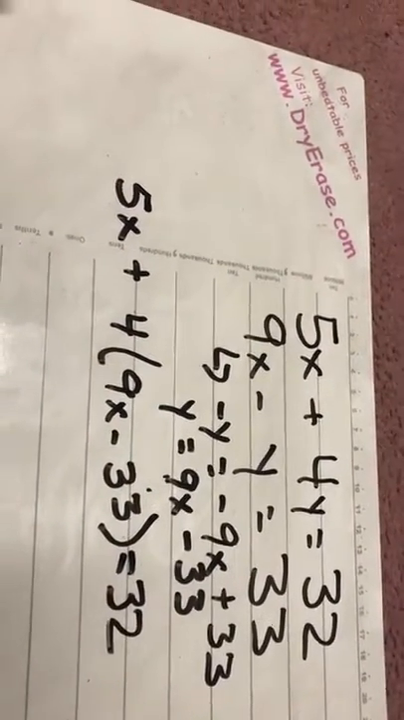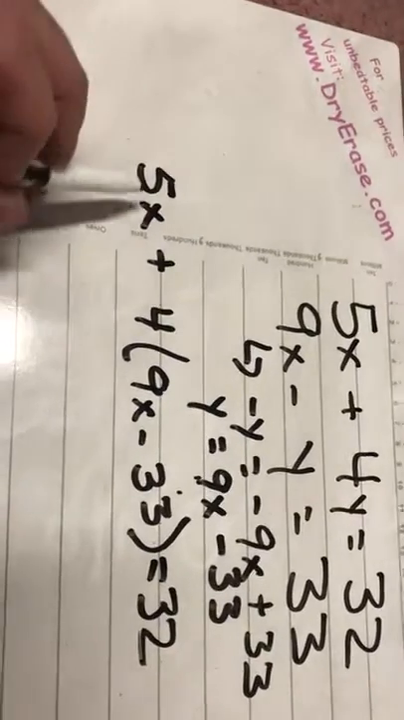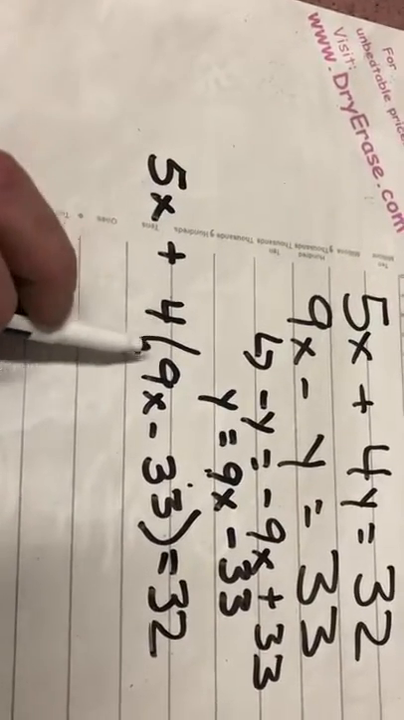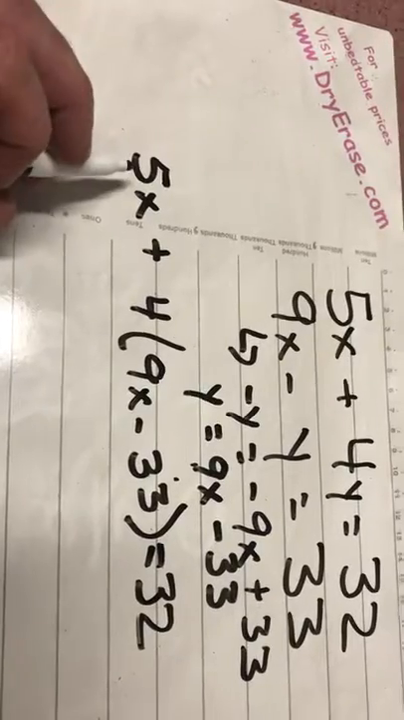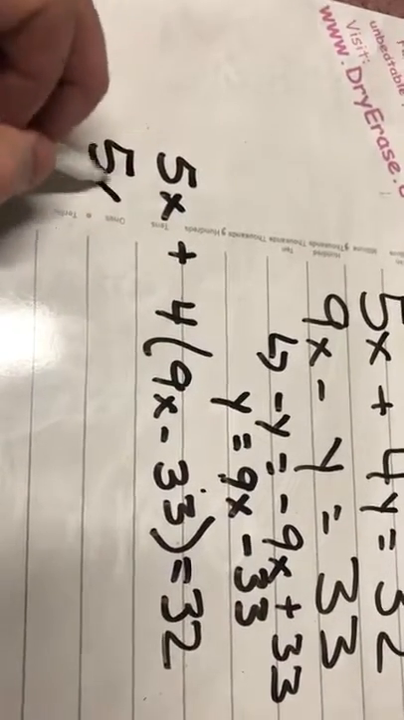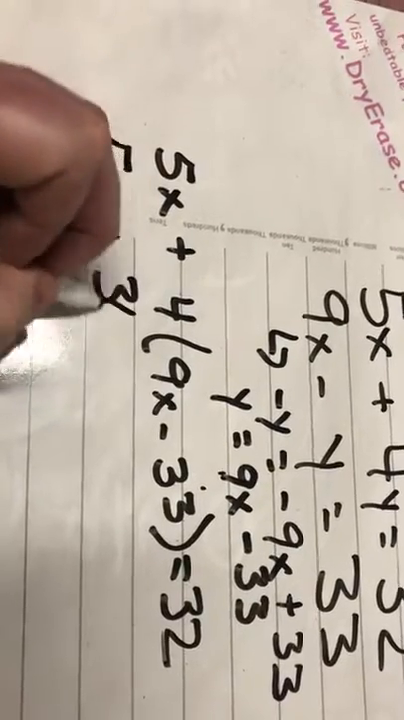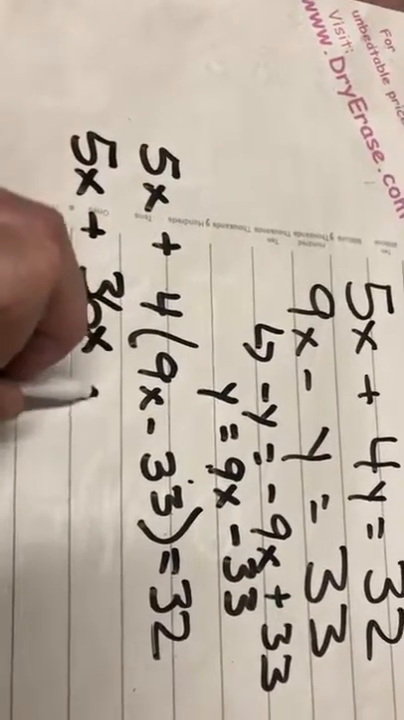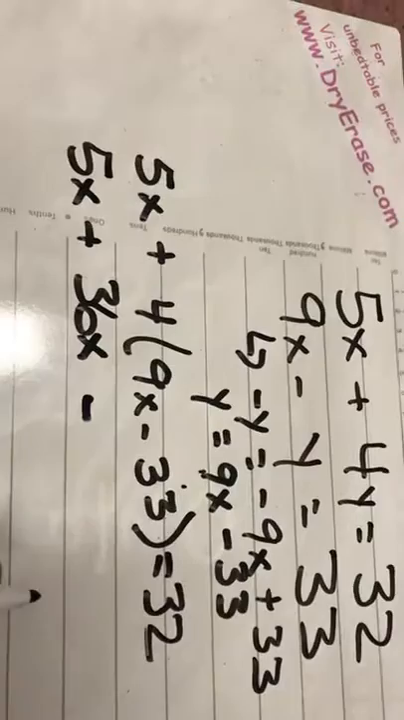All right, so now I'm here at 5x plus 4 times 9x minus 33. 4 times 9x, that's 36, so it's going to be 5x plus 36x, then minus 4 times a negative 33.